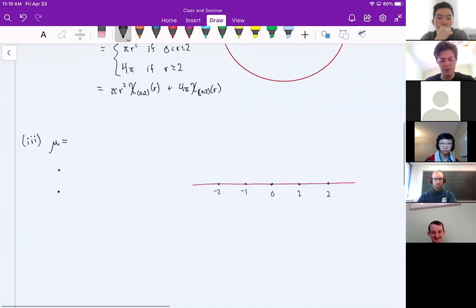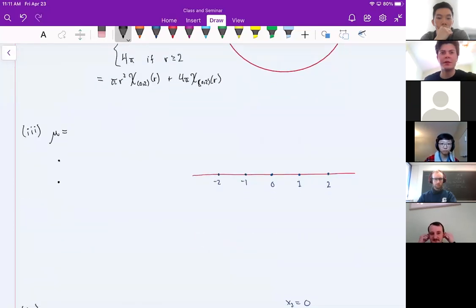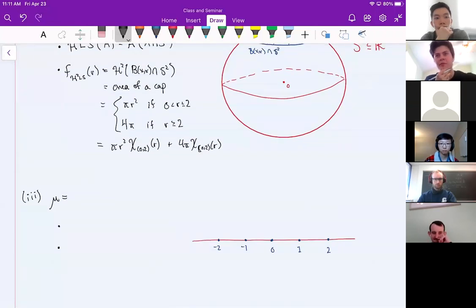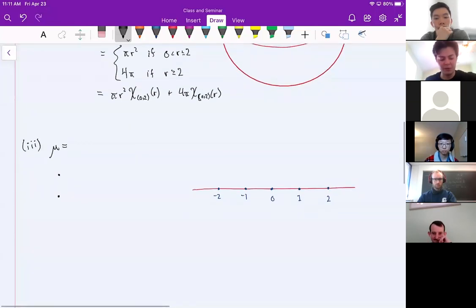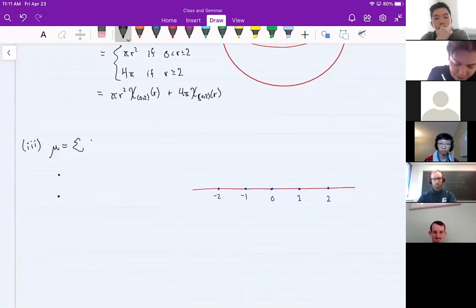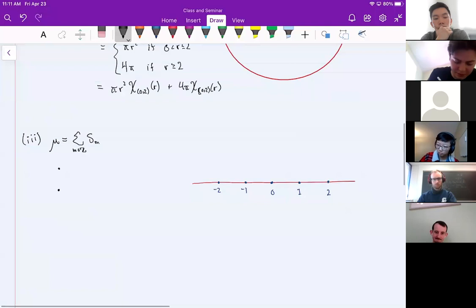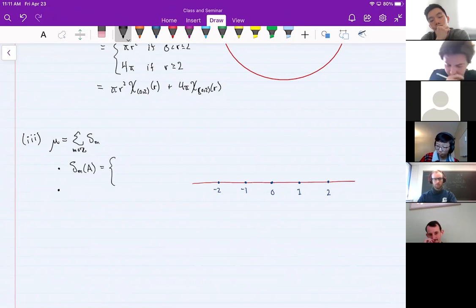Okay, so these two examples have been nice, but their supports have not been discrete. So now we can get an example of one with discrete support. Here I'll write mu is the sum of a bunch of delta masses, or point masses, at the integers. So what does this mean? Well, delta m of A measures a set by: it's 1 if m is in A, and 0 otherwise.